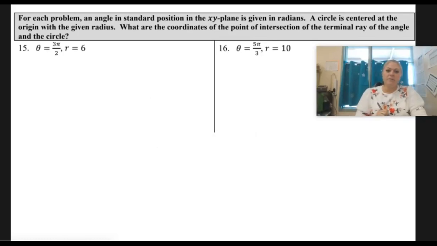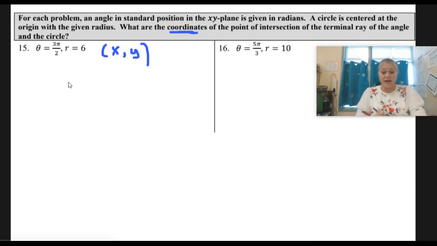All right, for each problem, an angle in standard position in the xy plane is given in radians. A circle is centered at the origin with the given radius. What are the coordinates of the point of intersection of the terminal ray of the angle and the circle? So it wants the coordinates. Make sure to read that question carefully, so that means the answer should be in the form (x, y).